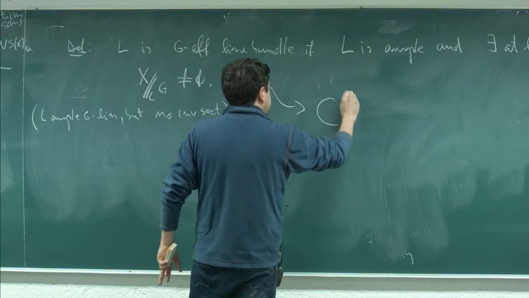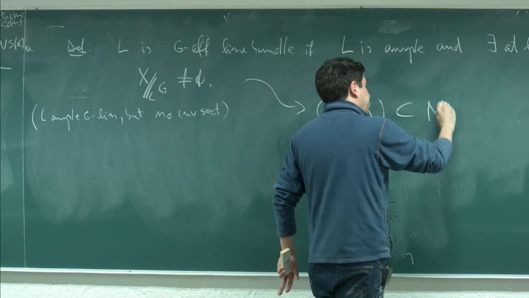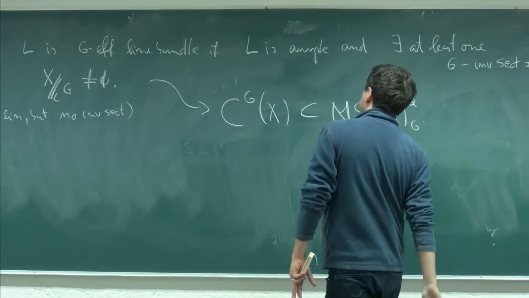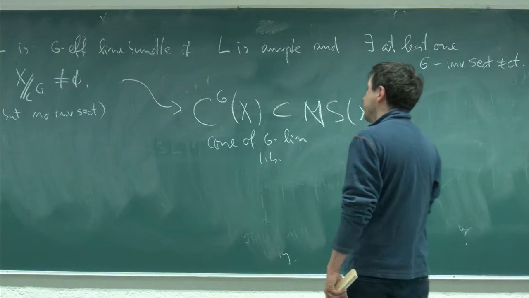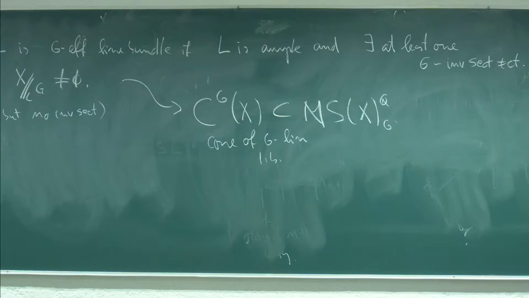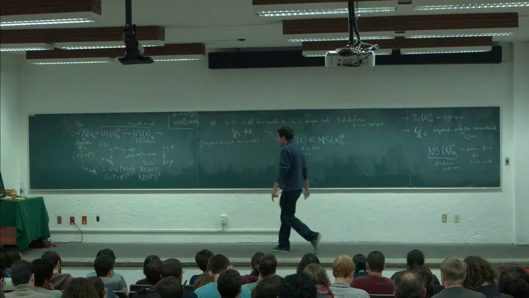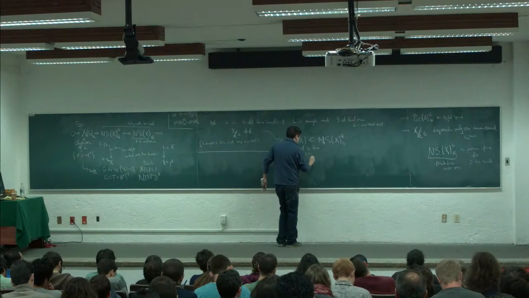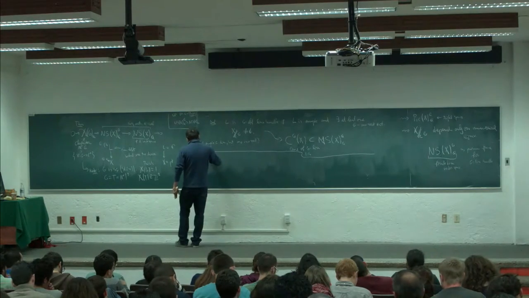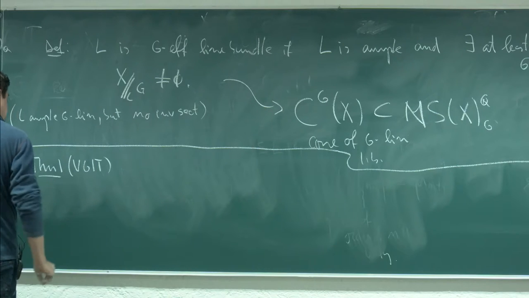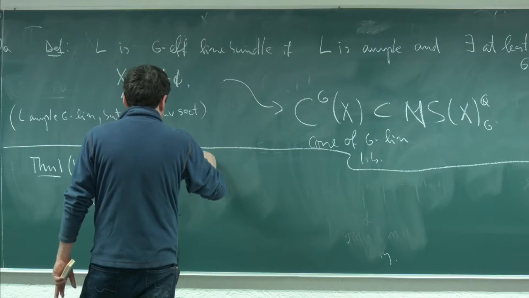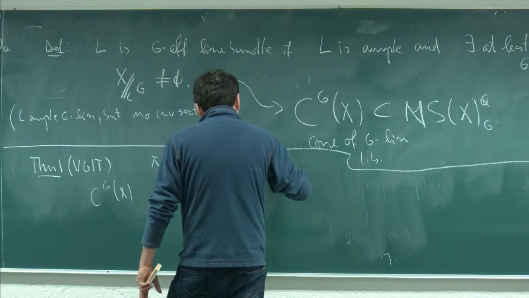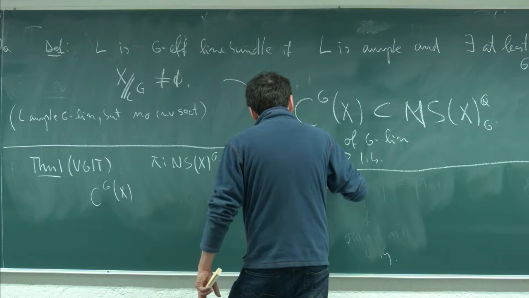Anyway, we denote by C^G(X), inside the Neron-Severi group NS(X)_Q^G, the cone of G-linearized line bundles. Sorry, question? You're saying that the quotient is not empty if the bundle is G-effective? Yes, this is equivalent, because if you have only constants, the Proj is empty. Anyway, the second theorem, theorem one of VGIT, is that I have the projection from NS^G(X) to NS(X), and always with Q coefficients. Always Q coefficients.